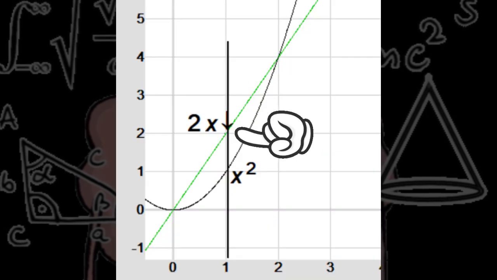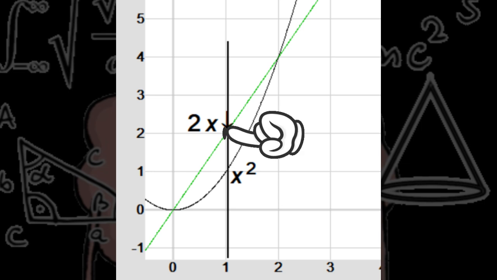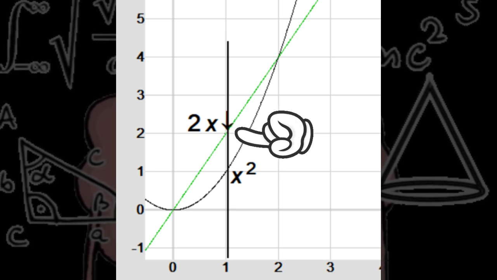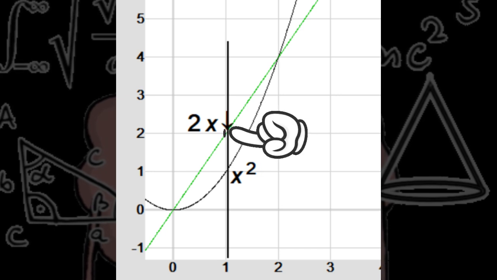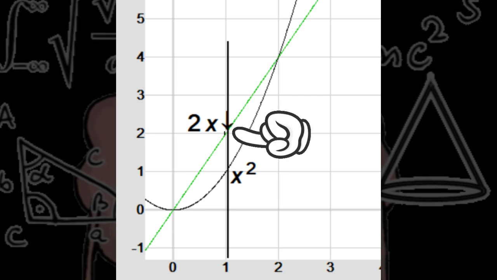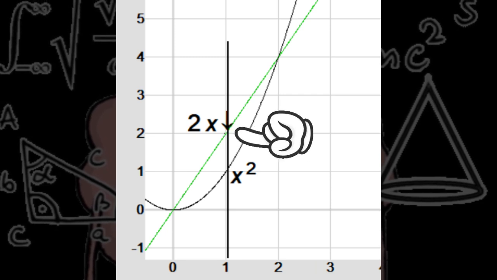Recall, perhaps from your Calc 1 class, that the y-coordinate of the derivative is the steepness of the original function at a given x. For example, at x equals 1, y equals 2 on the graph of 2x, which is the derivative of x squared.